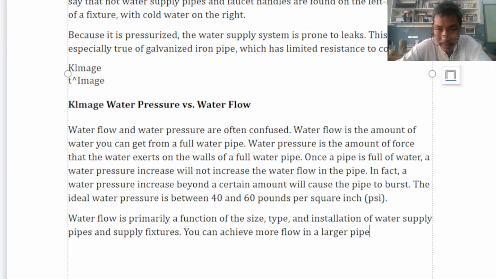Water flow is primarily a function of the size, type, and installation of the water supply. We use water pressure in order for the water to flow smoothly, particularly going up to the highlands, or places that are higher than the source of water. If the source of water is at a lower elevation than the house or the water consumer, definitely we need water pressure. Sometimes if the natural water pressure is not enough, we may need additional water pumps for that purpose.